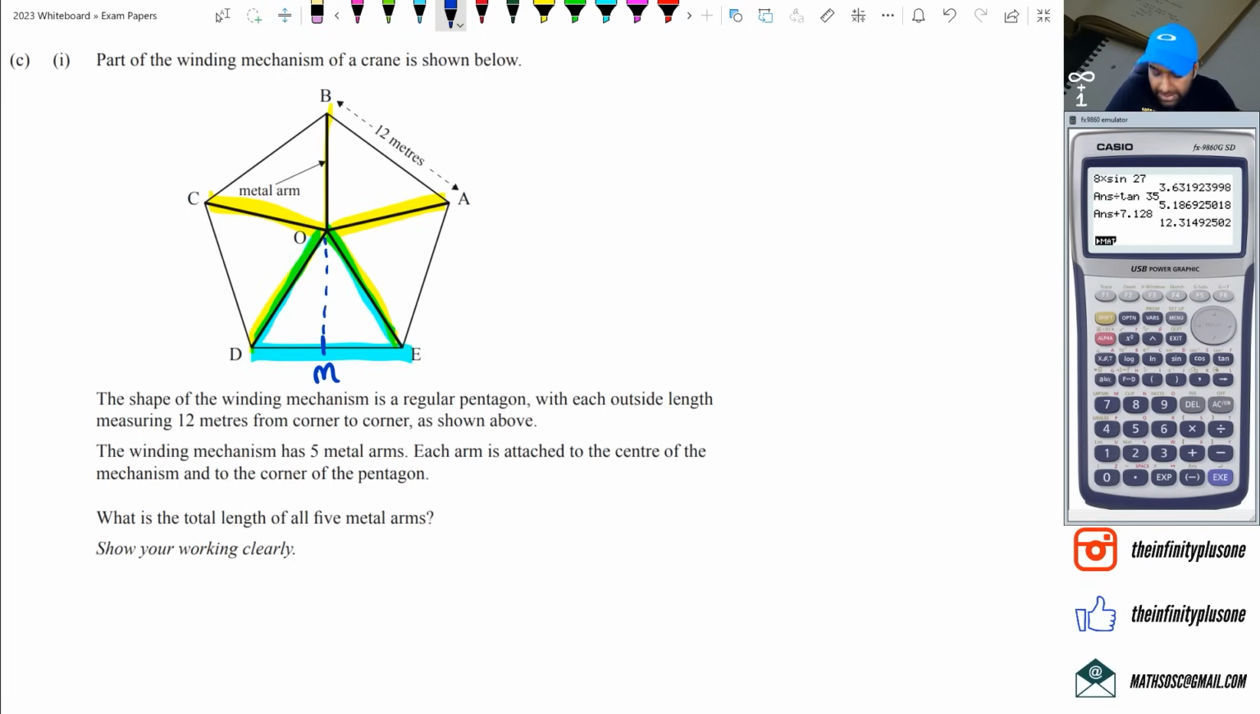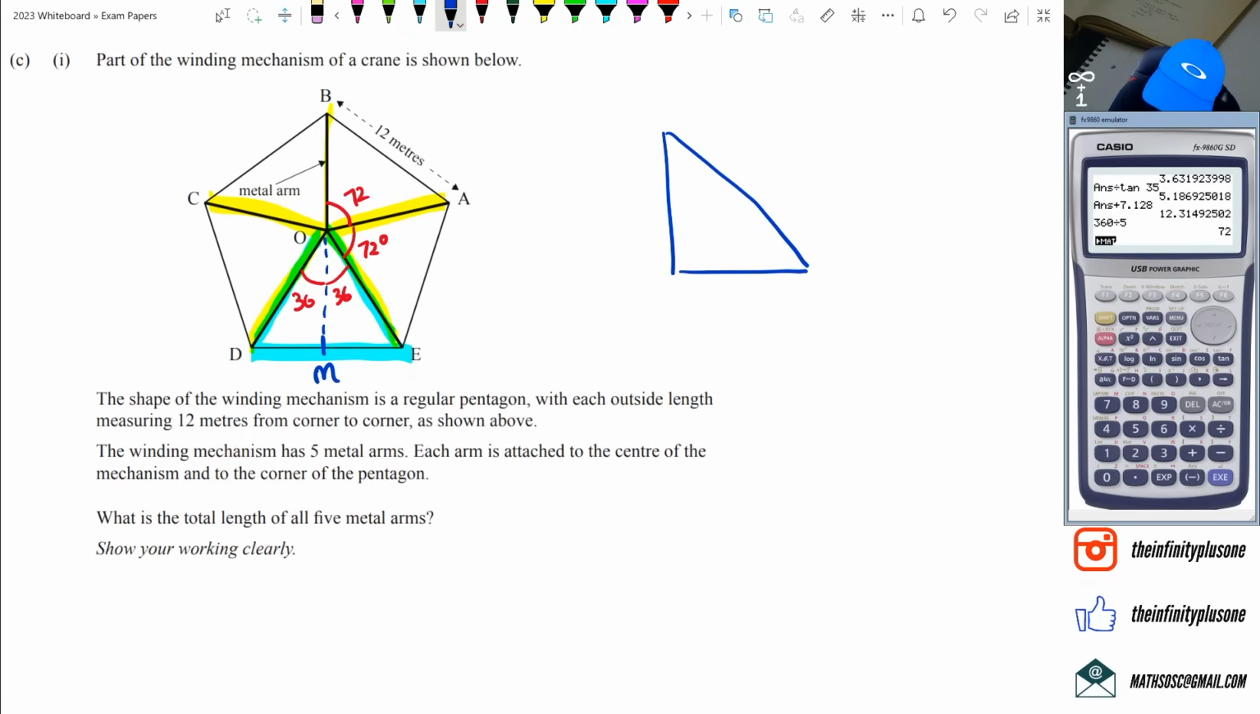Now what I do know is that angles around a point is 360 degrees. So if I do 360 divided by 5, I am going to get 72 degrees. So each of these little angles here is worth 72. If it's 72 and I'm cutting a line halfway, then I'm going to get 36 and 36. So once that's done, I could separate this as a triangle, which is going to look like this, MOE.